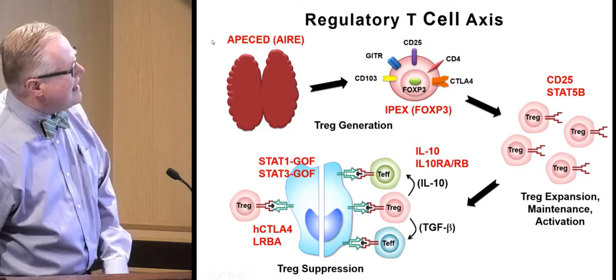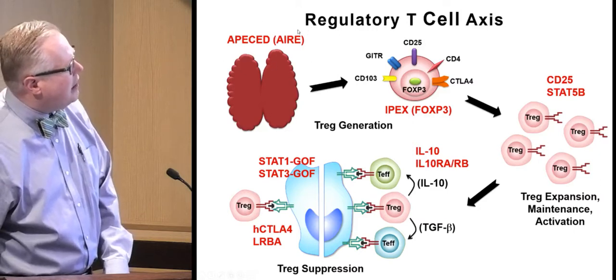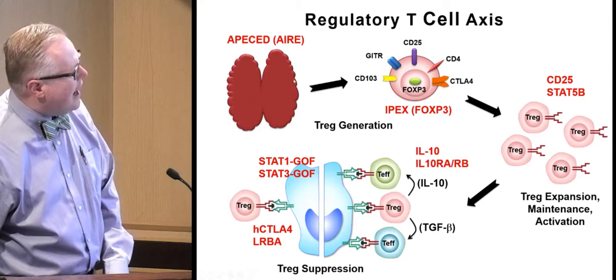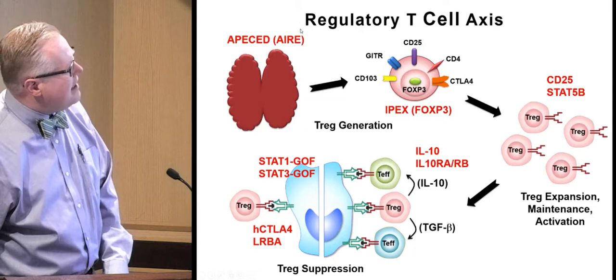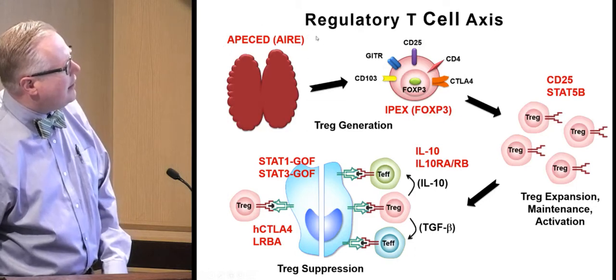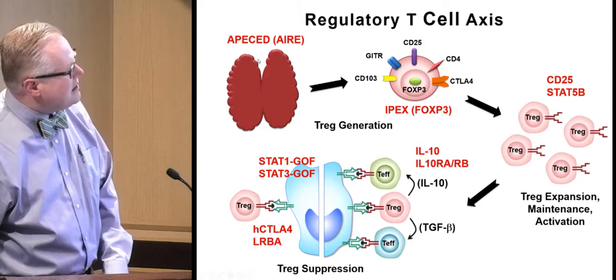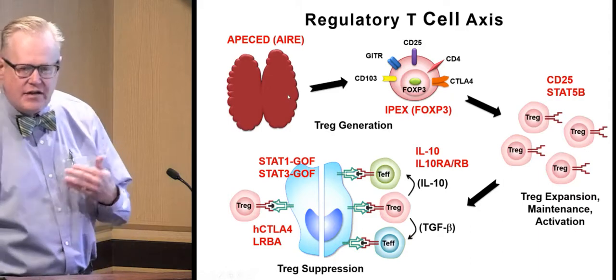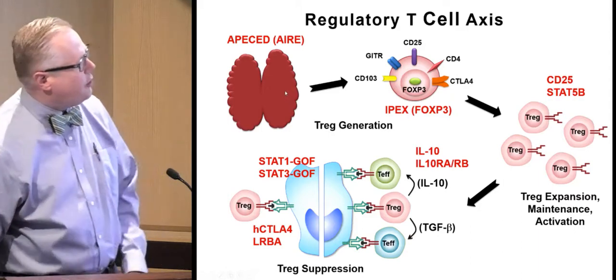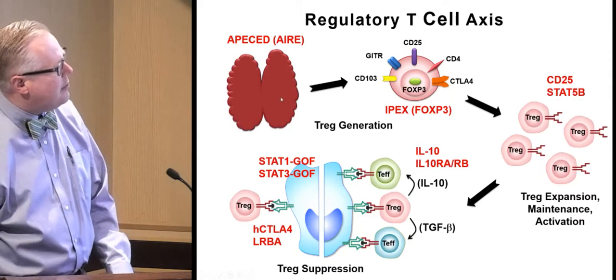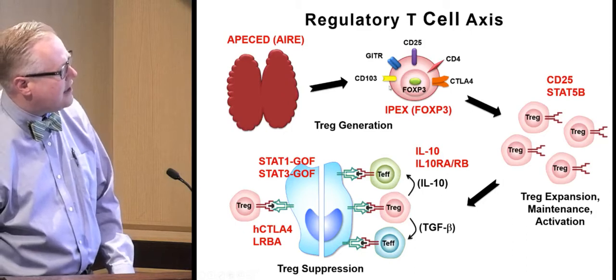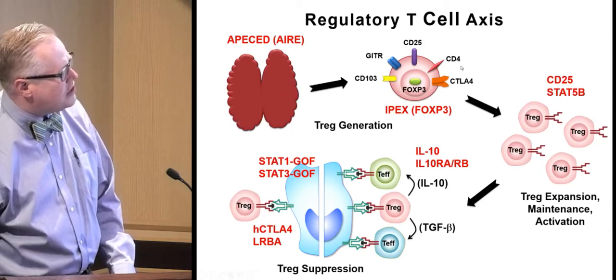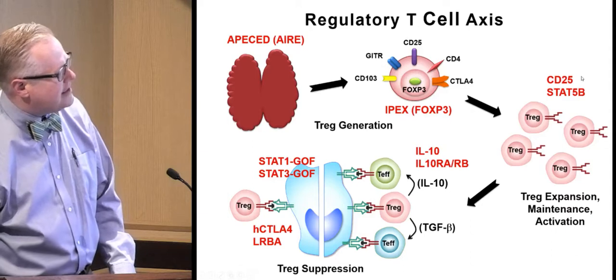So APECED syndrome is caused by defects in the AIRE gene that plays a role in thymic development of T cells, and this disease goes by the name of autoimmune polyglandular syndrome type 1. This defect affects the ability of T cells to be selected appropriately in the thymus and the ability of generating regulatory T cells there. Of course, the FOXP3 gene is required for the development of the regulatory T cells.